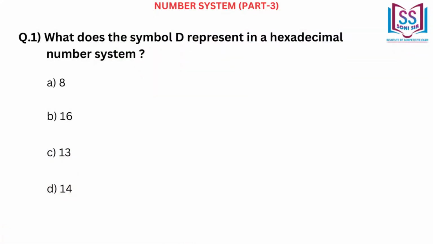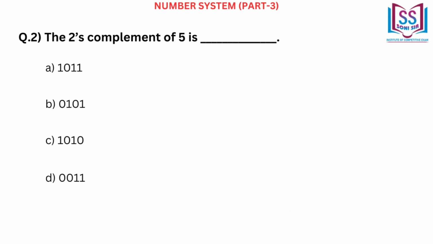What does the symbol D represent in a hexadecimal number system? A 8, B 16, C 13, D 14. Correct answer C 13. The 2's complement of 5 is dash. A 1011, B 0101, C 1010, D 0011. Correct answer A 1011.